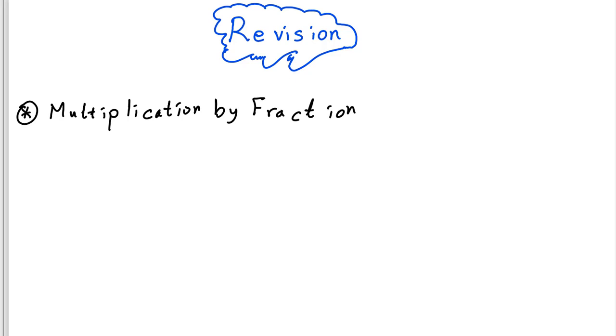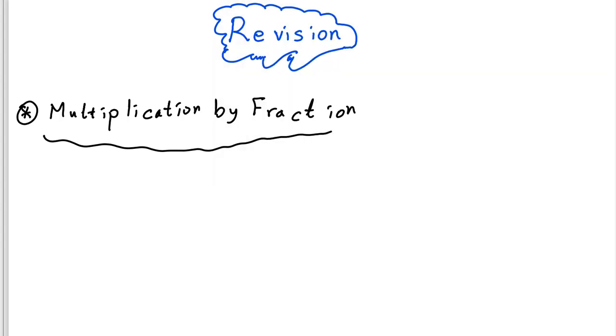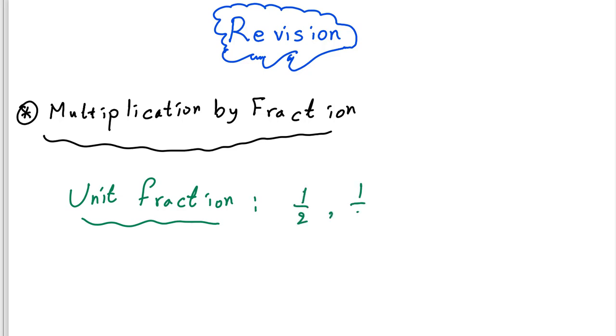And in this one, we need to take it step by step. So the first step is the unit fraction. Let's see what is the unit fraction. The unit fraction is any fraction with numerator 1, 1 out of the whole number of parts. So 1 over 2, 1 over 3, 1 over 4, and so on, 1 over 9, and so on. Okay, these all are unit fractions.